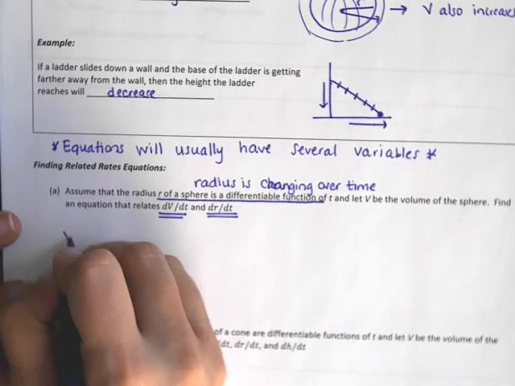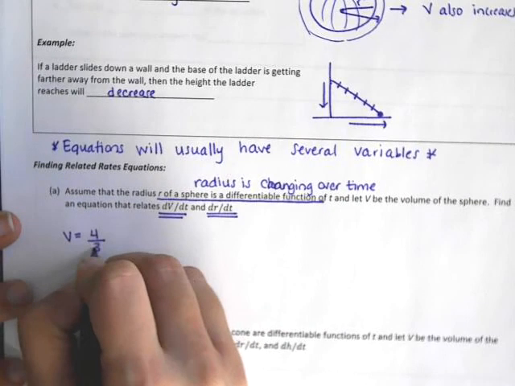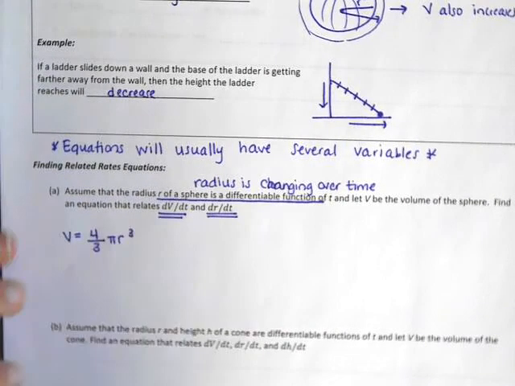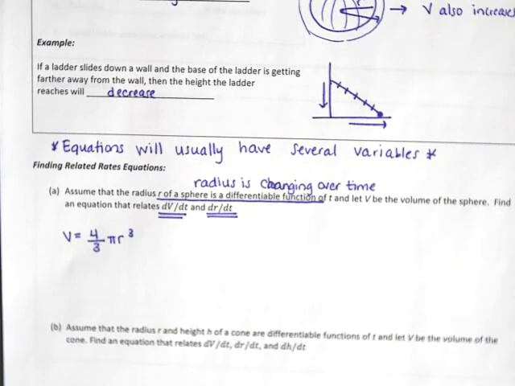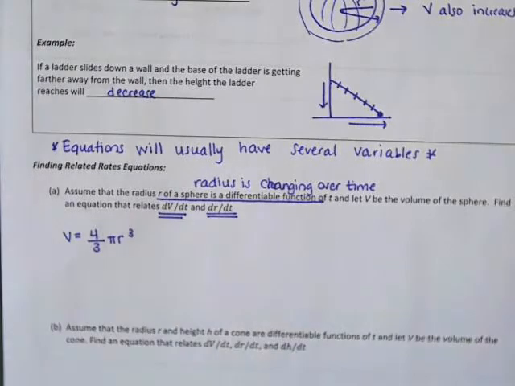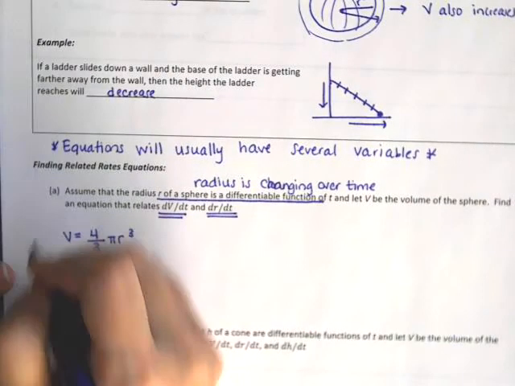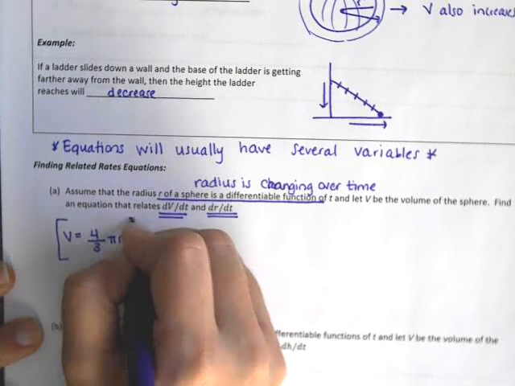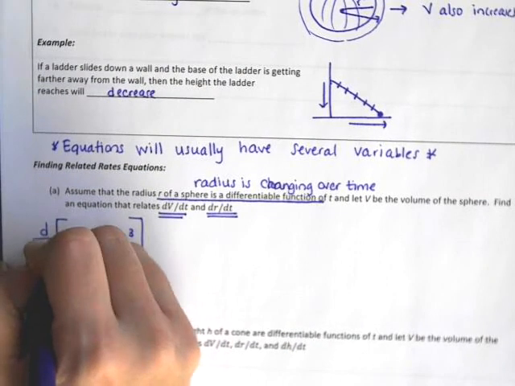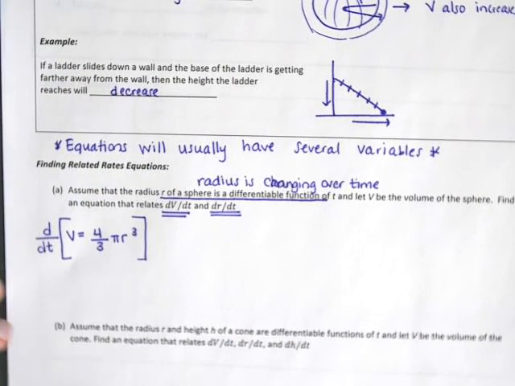Let's just start with the volume of a sphere formula. So the volume of a sphere would be 4/3 pi r cubed. And this is a formula that we expect you to know. Because the volume is changing and the radius is also changing, but these are both changing with respect to time. So over a year, the radius gets bigger and the volume gets bigger. Then we can take the derivative with respect to time.